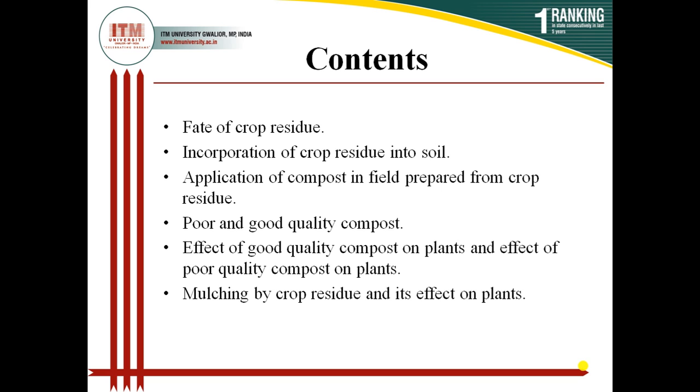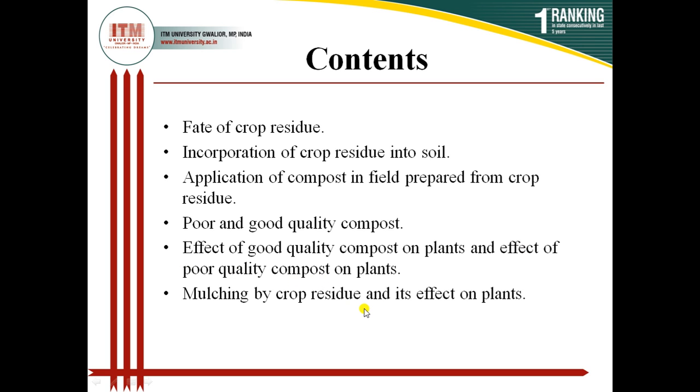Second is the incorporation of crop residue into soil. Third is the application of compost in field prepared from crop residue. Means the compost which is prepared from the crop residue is to be applied in the field, and then this will have the effect on the plant. So how it will affect the plant, that will be discussed. Poor and good quality compost: effect of good quality compost on plant and effect of poor quality compost on plant.